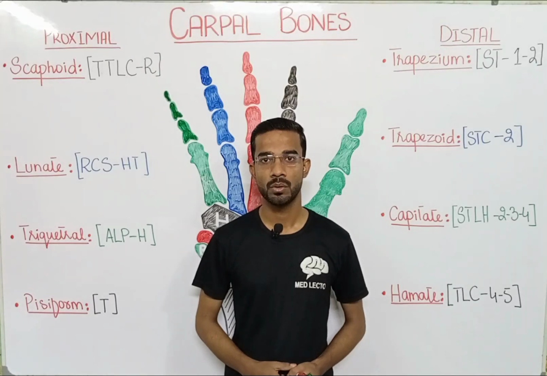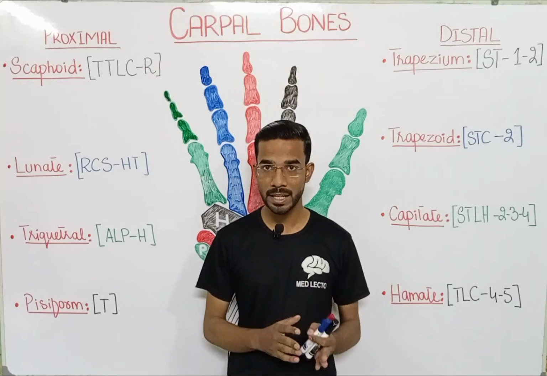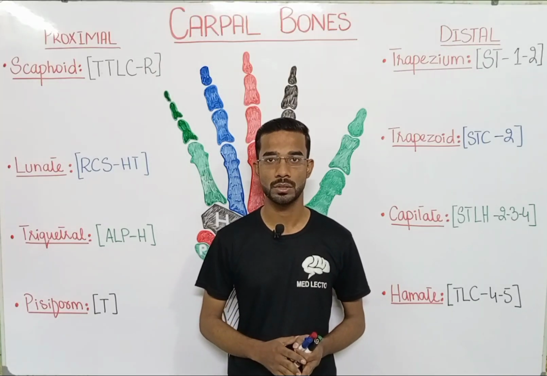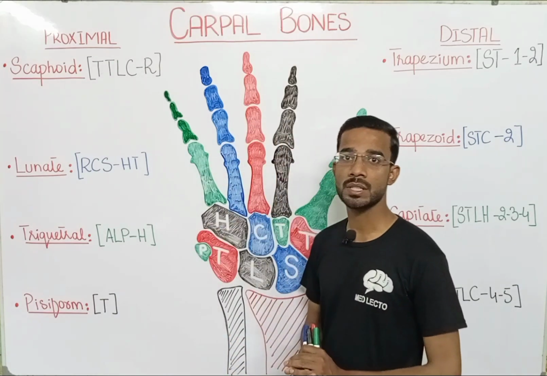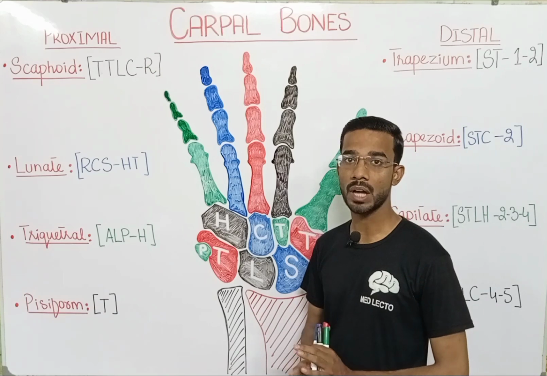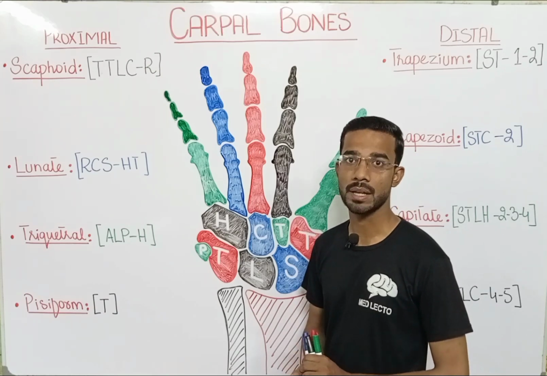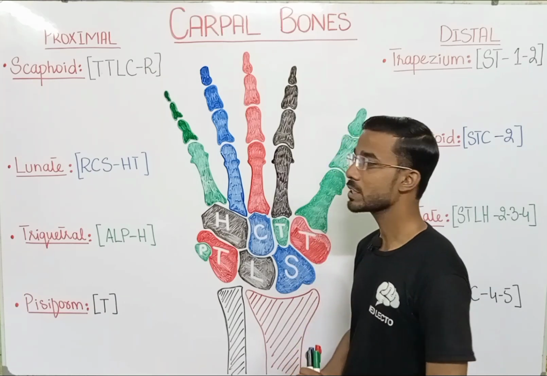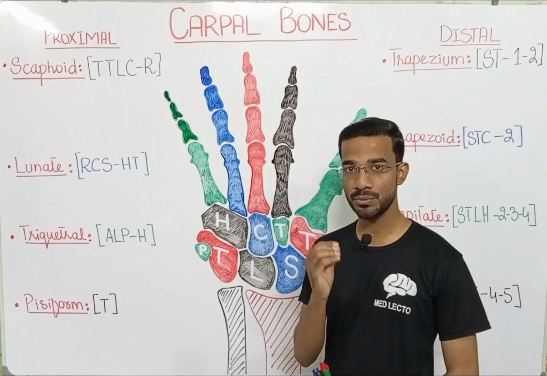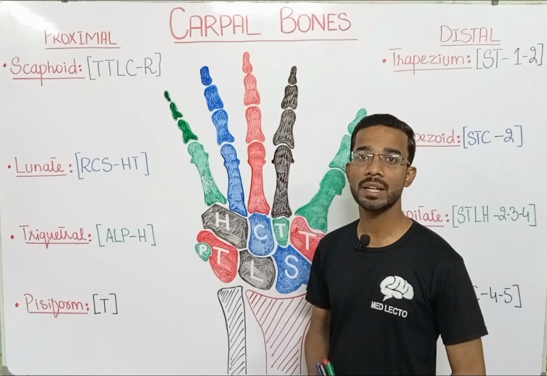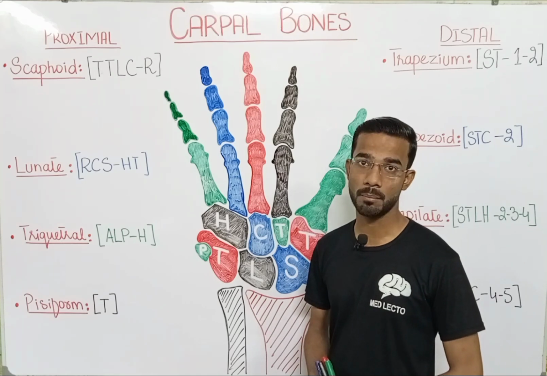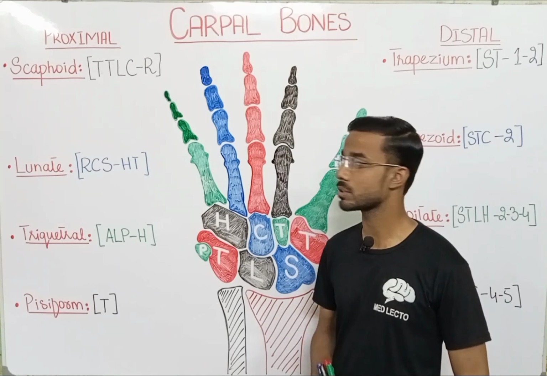Welcome to my lecture. Today we are going to discuss the second part of the carpal bones. So let's start. In the previous lecture we discussed the general properties of the carpal bones, or you can say wrist. So in this lecture we will discuss the specific points of each carpal bone. As we know, there are basically 8 carpal bones in our wrist.